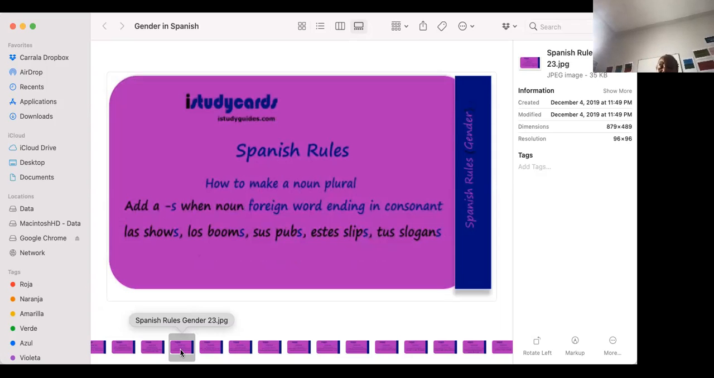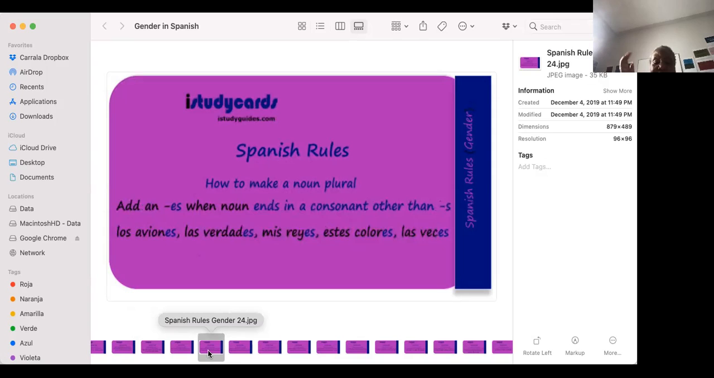Now we're talking about how to make a noun plural. You add an S when the noun is a foreign word ending in a consonant, not in a vowel. You just add an S. So shows, booms, pubs, slips, slogans. That's how you would do it in English too, but in English it's not a foreign word because it's English.